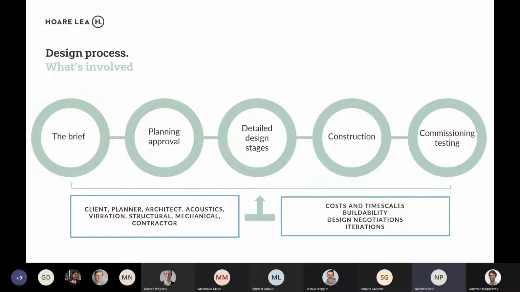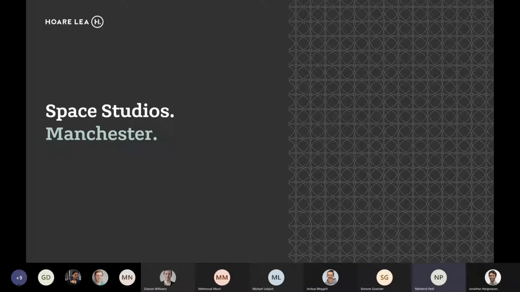Okay, moving on. Instead of going through what we can do and what we can't, I'll just walk you through an interesting case study, which will give you a first-hand look at what is involved. I've chosen the case study of Space Studios in Manchester, because in this one you'll see that a number of design disciplines were involved, and in acoustic terms there was a lot of work involved: room acoustics, architectural acoustics, building acoustics, all of that was handled in this project.